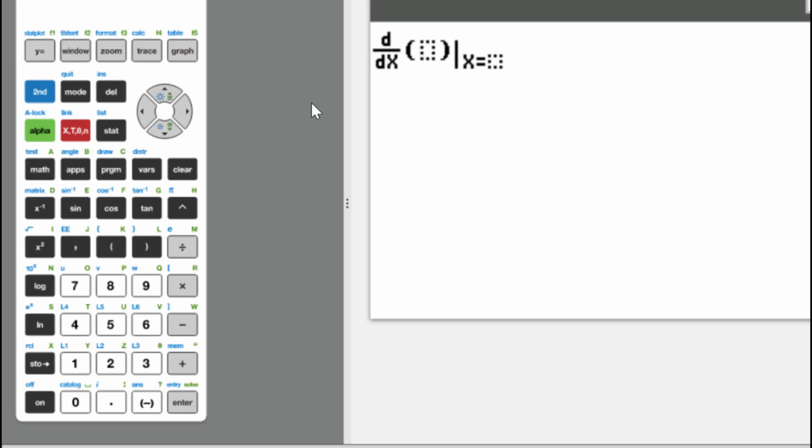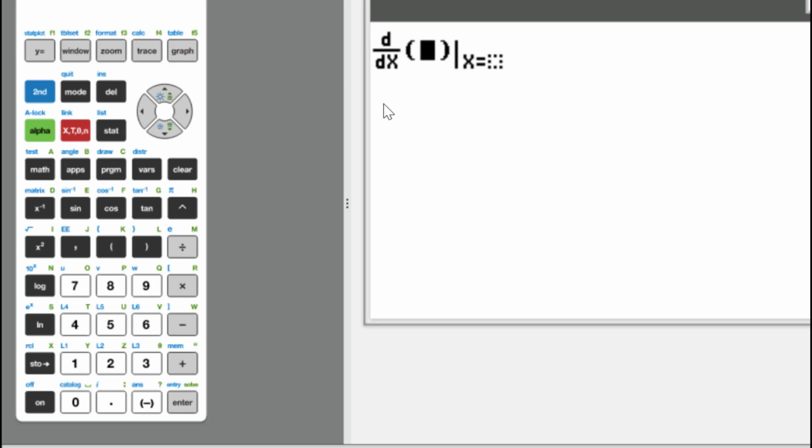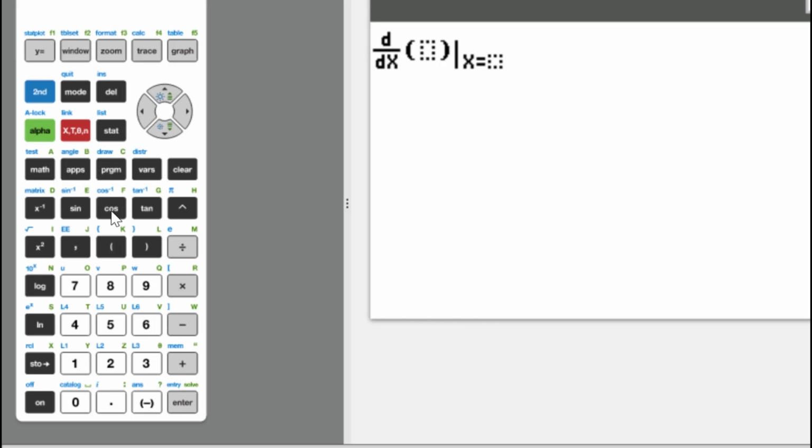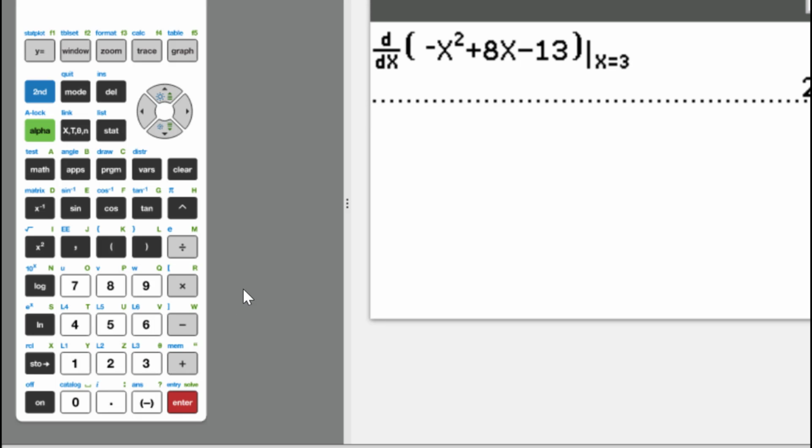The first thing we're going to do is put an x in the bottom there. So we're taking d/dx, that's the derivative. Inside the parentheses, we need to take the function that we're taking the derivative of. In this case, our first one is negative x squared plus 8x minus 13. And we want to take that derivative when x is equal to 3. Then you simply press enter, and we have the derivative when x is equal to 3. The derivative is 2.